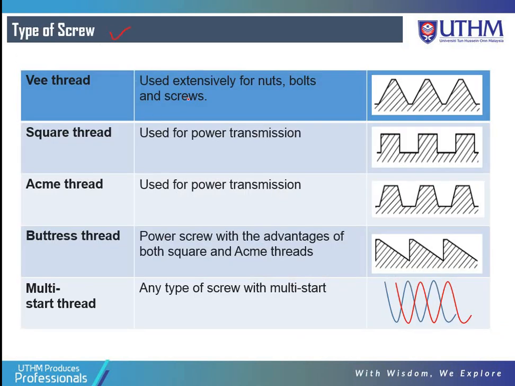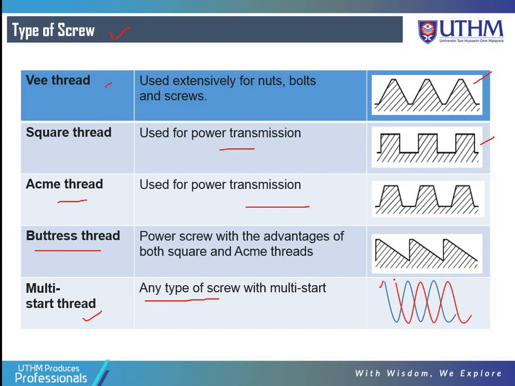Okay, these are the types of screw. There are a few types here. The V-thread is a general type of screw. This is the square thread, used normally for power transmission. We will focus more on the square thread. Meanwhile, this is the ACME thread, also for power transmission. The buttress thread is a combination of square thread and ACME thread, and then the multi-stud thread is actually any type of screw with multiple studs.